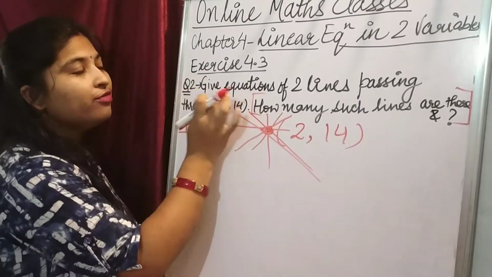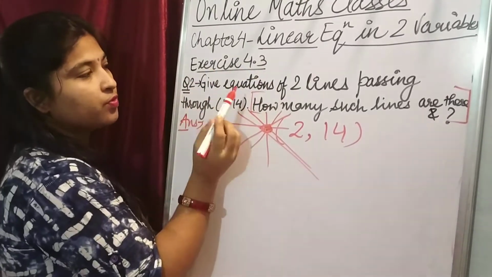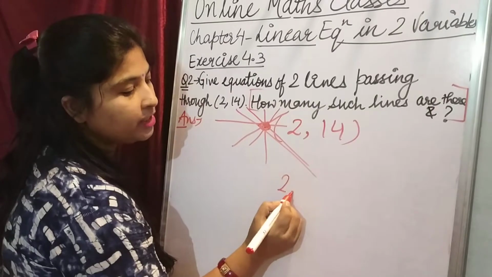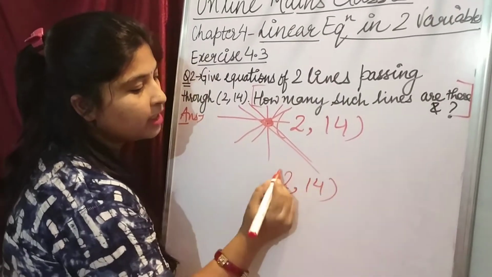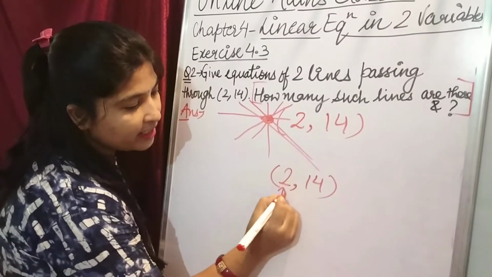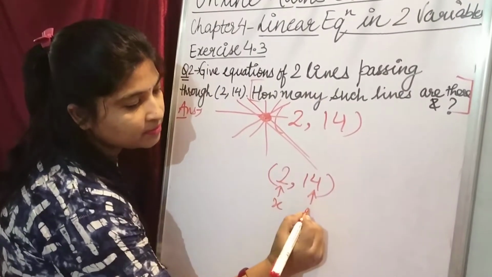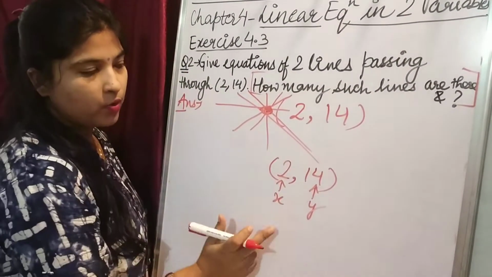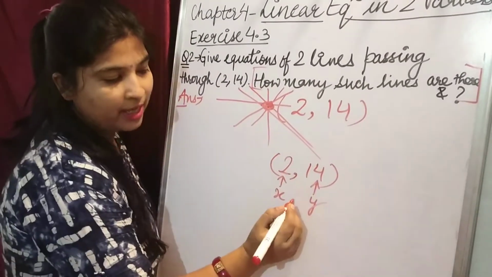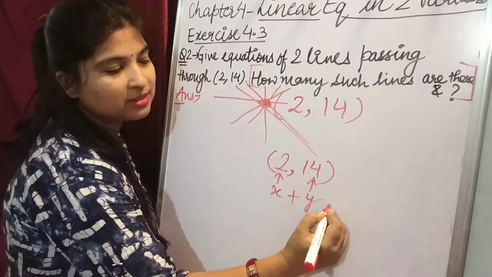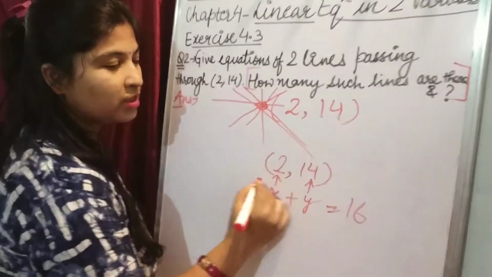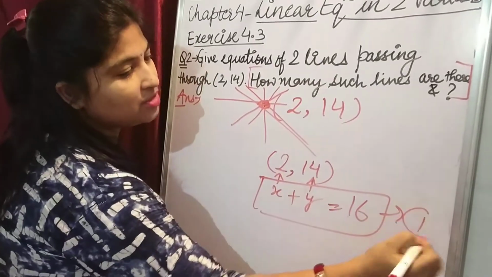Okay, now I'm doing the first part of this question. Give equation of two lines passing through the point (2, 14). I have to give an equation for this. So this is my x, and this is my y. Very good. Now, can you see that if I'm adding x and y, what I will get? x plus y, 2 plus 14, what am I getting? 16. So what is my first equation? This can be my first equation.